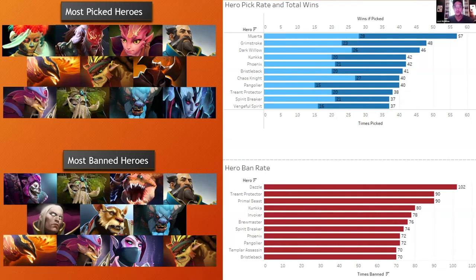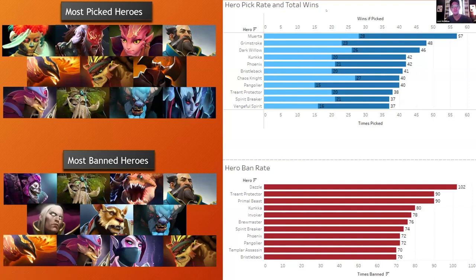So continuing on, this is a snapshot of my Tableau dashboard, and what we see here is one bar graph that shows the total number of times that a hero was picked, as well as how many wins they accrued during the tournament. And then down here we have another bar graph that shows the total number of times that those heroes were banned. As we can see, Muerto was the most picked hero out of the tournament, being picked 57 times and attributing to the most wins as well at 28.